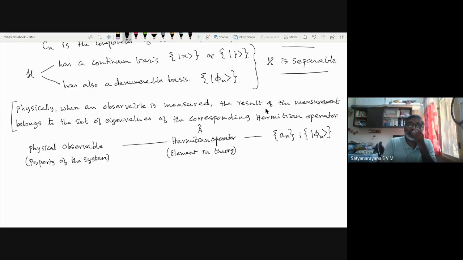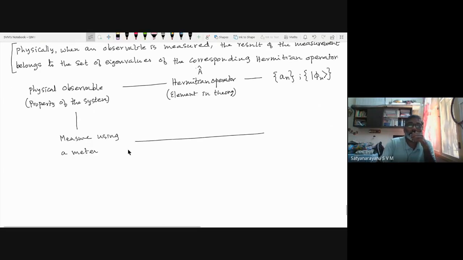Okay, so they exist. Now let's say that you measure this property using a meter. The result belongs to this set. The meter reading will be one of the eigenvalues. So this is the correspondence between elements in theory and physical observations. The result will be one of the eigenvalues of the Hermitian operator.